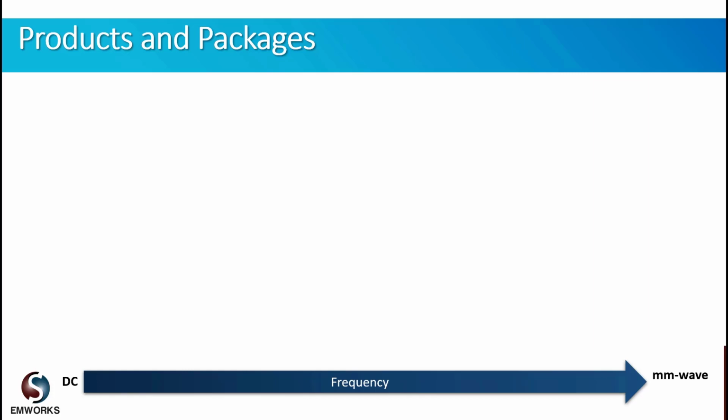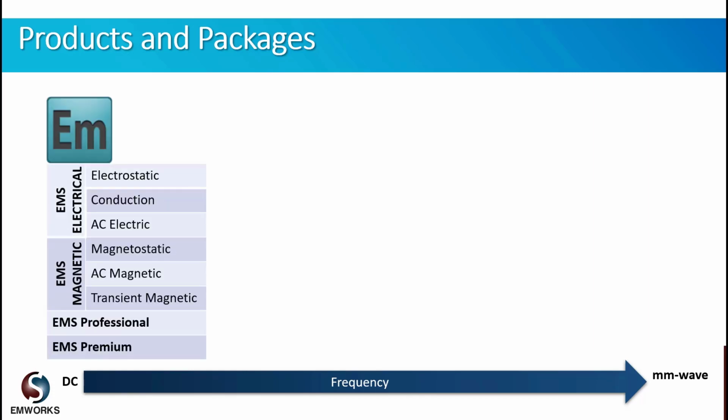Our products and services are as follows. EMS is a 3D electric and magnetic field modeling software for frequency ranging from DC to few hundred megahertz. It covers many applications like insulators, cables, bus bars, permanent magnets, actuators, circuit breakers, transformers, and motors.